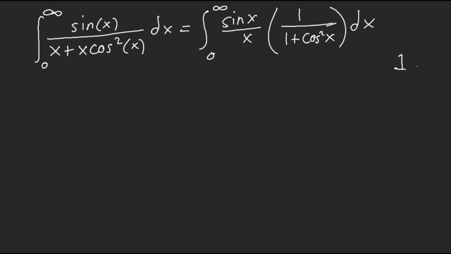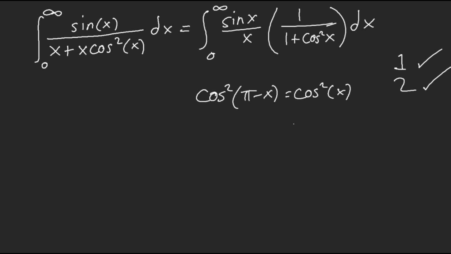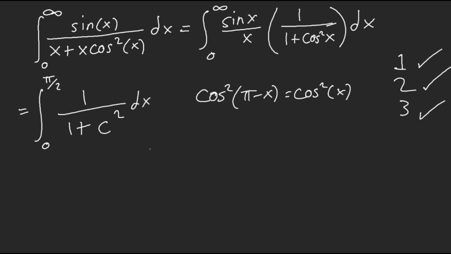So 1 satisfies. Is it periodic? Well, cosine square of pi minus x is equal to cosine square of x, right? Because the negatives get squared. So, yes, it is periodic. And then this is clearly an even function. So yes, it's an even function. And so now, this really helps us with ease, that this is just the integral from 0 to pi over 2 of 1 over 1 plus cosine square. And now we can just simply solve this.